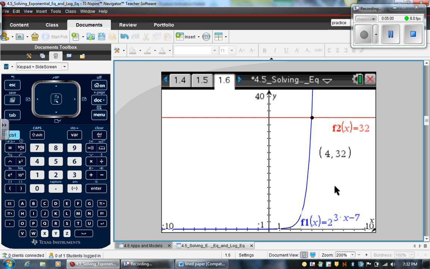Since what I'm looking for is my x value, it's going to be my x coordinate, which is important to us, which is the value of 4. So again, I got the same solution whether I did it algebraically or graphically. And also graphing is a nice way to check to make sure that you're correct.